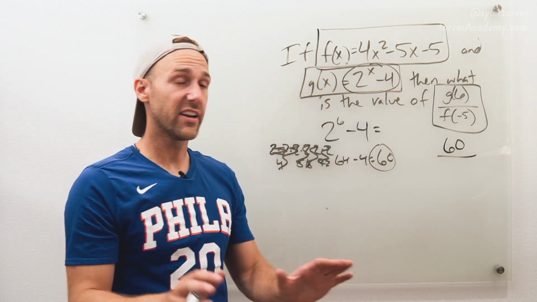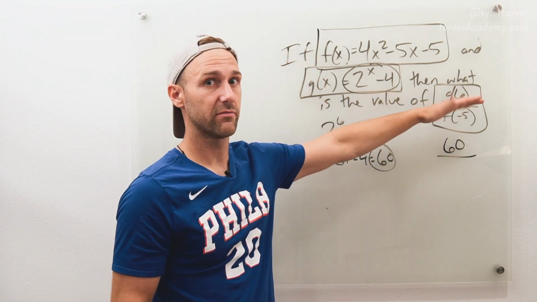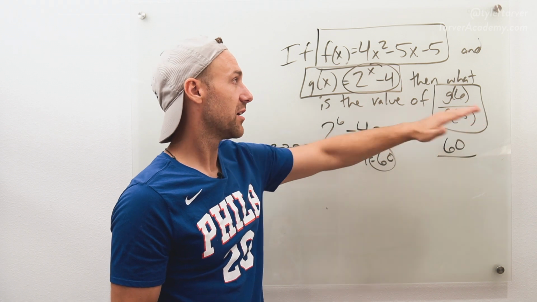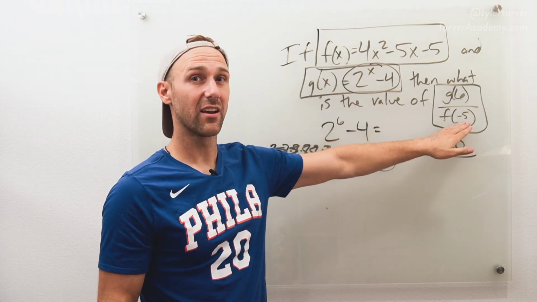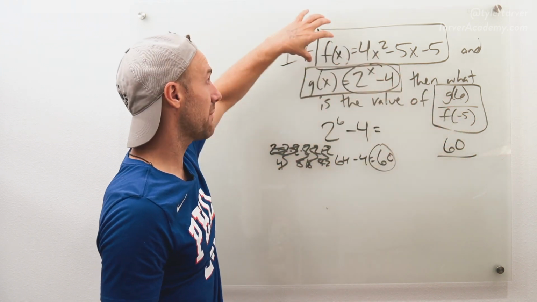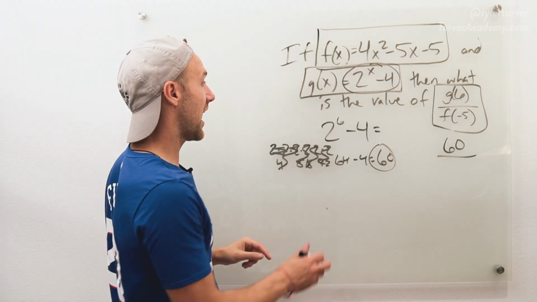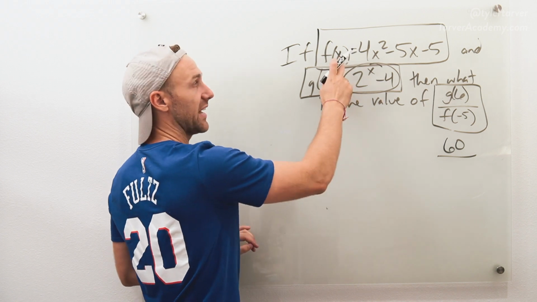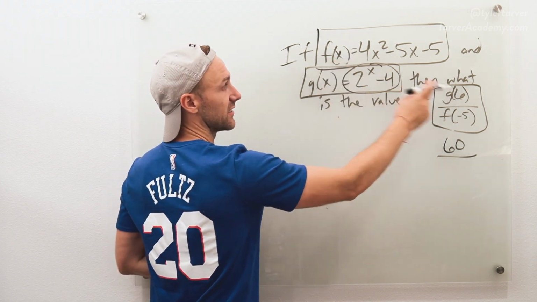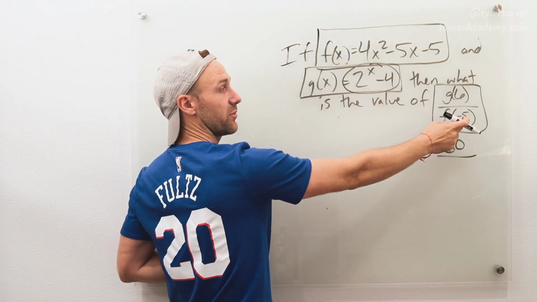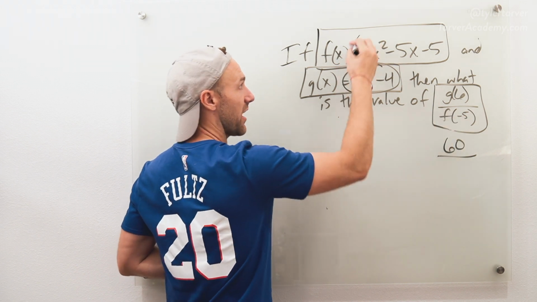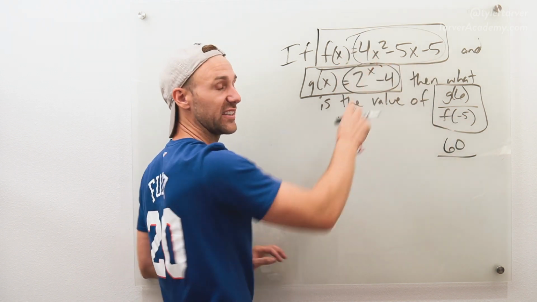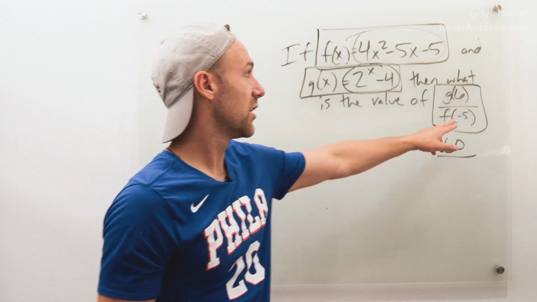Now, I'm not done. I've only gotten a little less than halfway there, because now I have to do the same thing for f of negative 5. So I'm looking at my f equation up here, and I'm going to erase this so you don't get confused. I'm going to replace this x with what they're telling me to replace it with, which is negative 5. So I'm going to replace everywhere I see an x with negative 5.